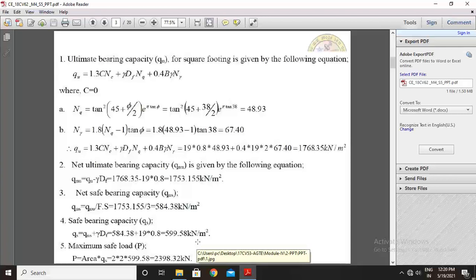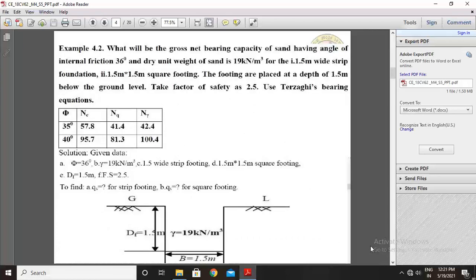Then you calculate the maximum safe load P. We know SBC equal to load by area, so load equal to area into SBC. Therefore, area is 2 by 2 meter, that is 2 into 2 into SBC, which is 599.58. We are getting the answer as 2398.32 kilonewton. So this is the maximum safe load acting on this size of foundation. So this is the complete solution of this type of problem. Let us see the next problems.